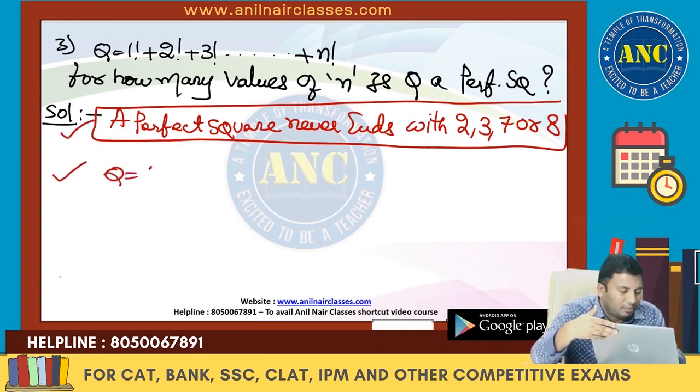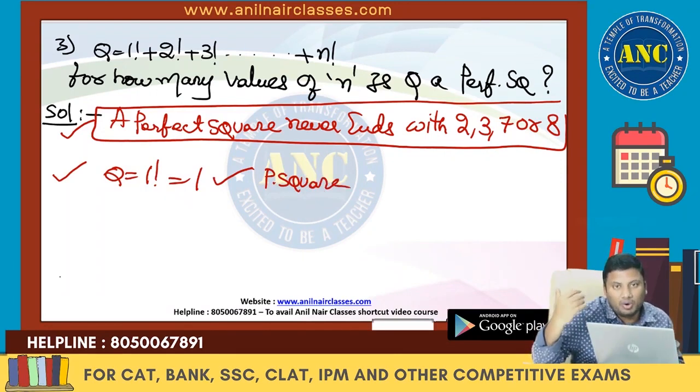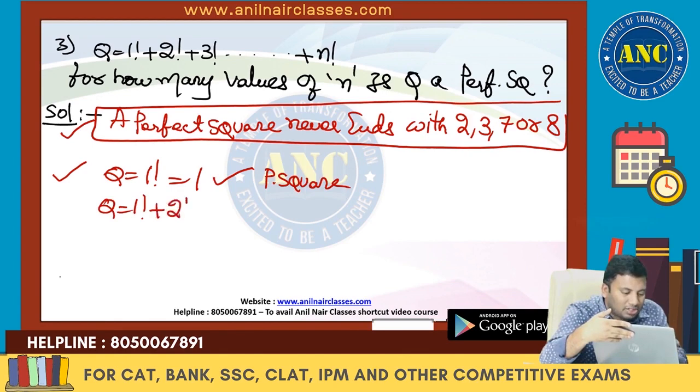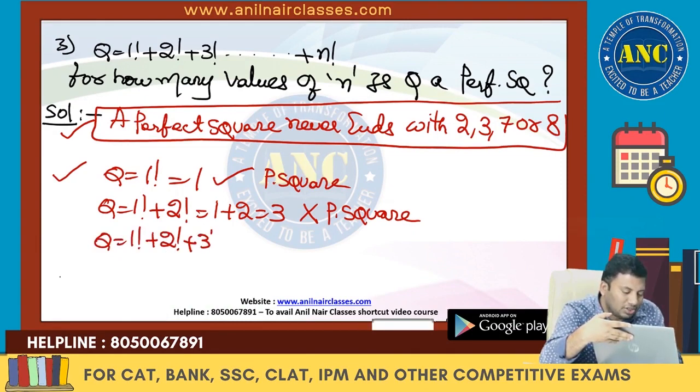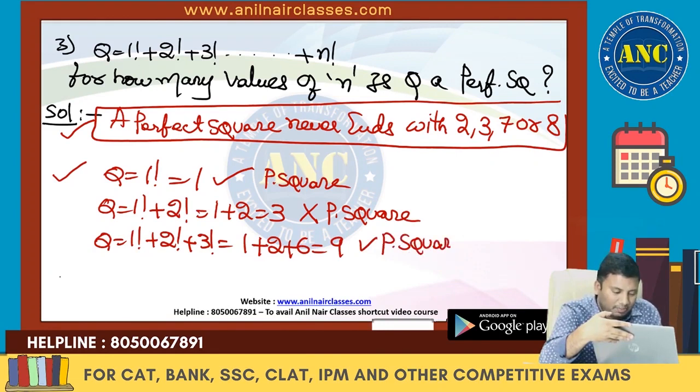If I take one number, 1 factorial is 1. 1 is a perfect square. Like that, how many values of n should be taken so that this number is a perfect square? Q equals 1 factorial plus 2 factorial, which is 1 plus 2, that is 3. A perfect square never ends with 2, 3, 7 or 8. Third number: 1 factorial plus 2 factorial plus 3 factorial is 1 plus 2 plus 6, which is 9. 9 is a perfect square.